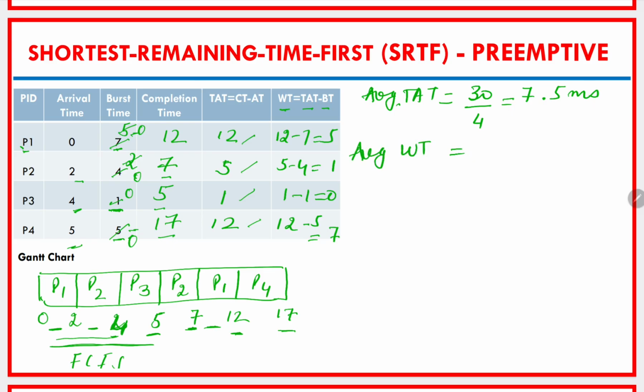The average waiting time for this scenario would be, again adding the values, 5 plus 1 is 6, plus 0, plus 7. So 6 plus 7 comes out to be 13, divided by 4. 4 threes are 12, then 1, so it is 3.25 milliseconds, the average waiting time for this system. So this is how we can evaluate the preemptive variant of SJF.